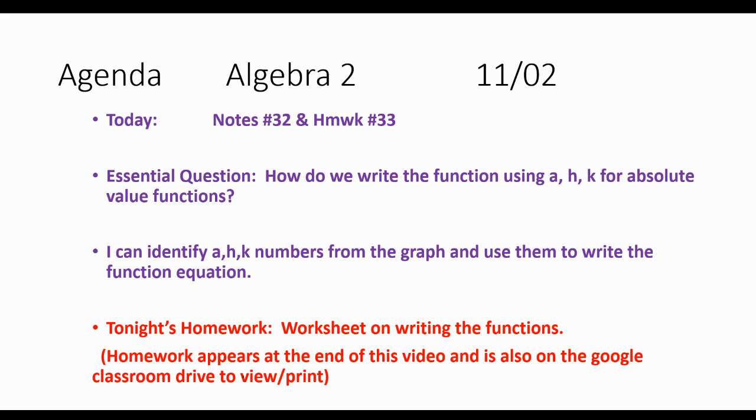And so today, we're going to look at graphs and write the function based on how the graph moved. So we're going to use A, H, and K, and what you're going to have to do is plug the number in for A, H, and K to write the function. So the essential question is, how do we write the function using A, H, and K for absolute value functions?